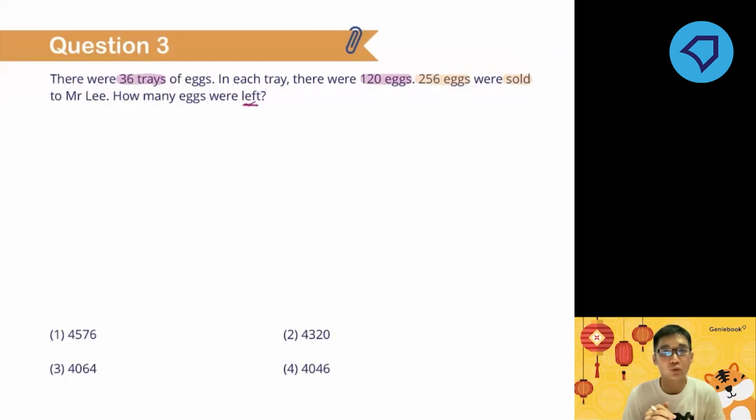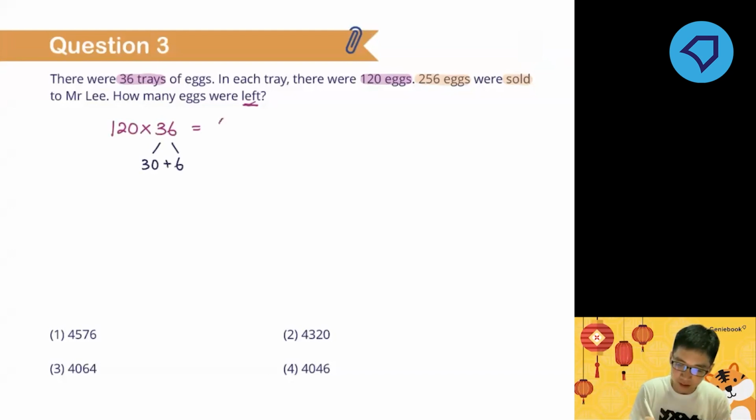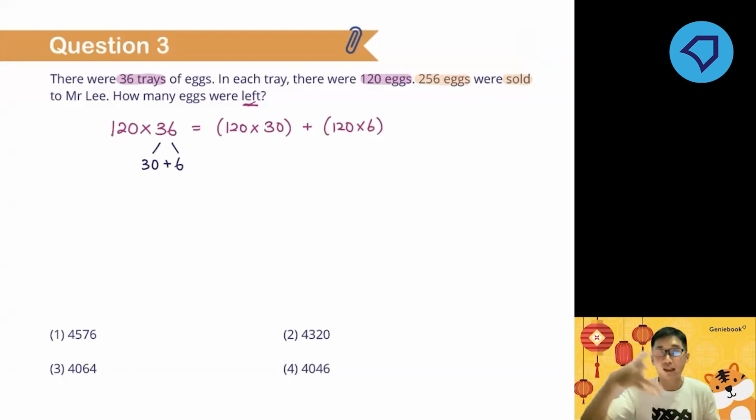Which operation sign should we apply here? Plus, minus, times, divide, which one? If you know the value of one small group and you want to know how many are there in all the big groups, that's when you multiply. Okay, so in this case here, we are going to take 120 multiplied by 36. Which again, as mentioned just now, you can split this up into 120 times 30 and 120 times 6. Right, because you can think of it as you have 30 trays or 30 groups of 120 eggs, and then you have 6 more other trays of 120 eggs.